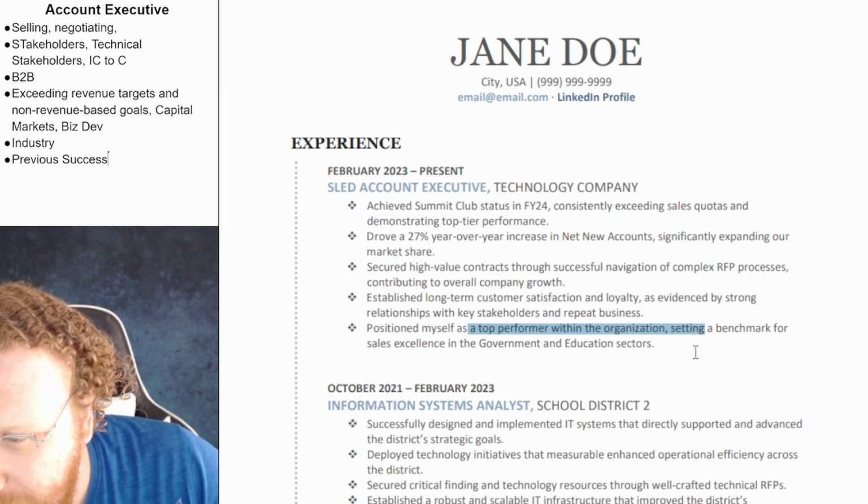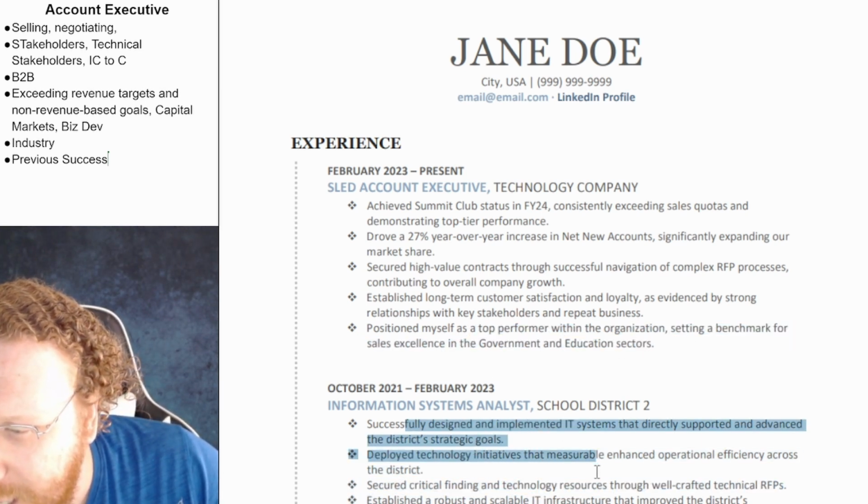Top performing organization benchmark. Okay. Implemented different for sales. I don't know if these are as needed.